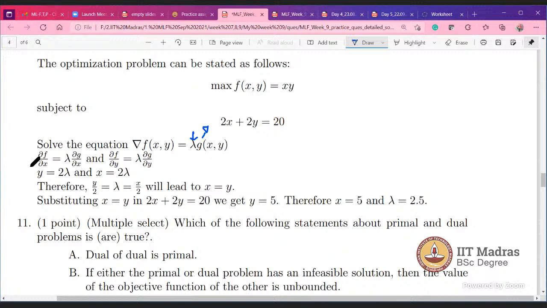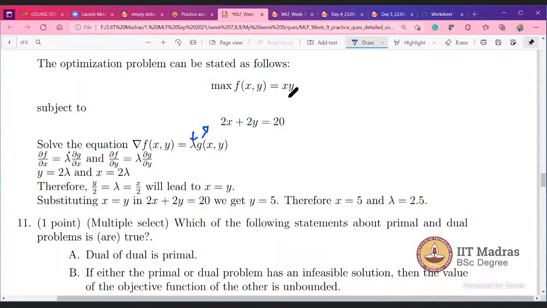So when you have two variables x and y, for the first variable, dou f by dou x equal to lambda into dou g by dou x. Only one constraint you have, so one lambda. And your second equation is with respect to the other variable y. So dou f by dou y is equal to lambda into dou g by dou y. So you will get two equations with respect to lambda here.